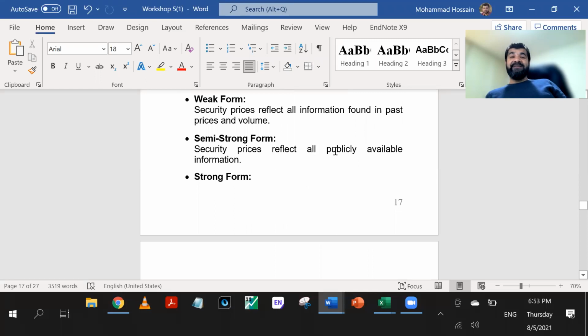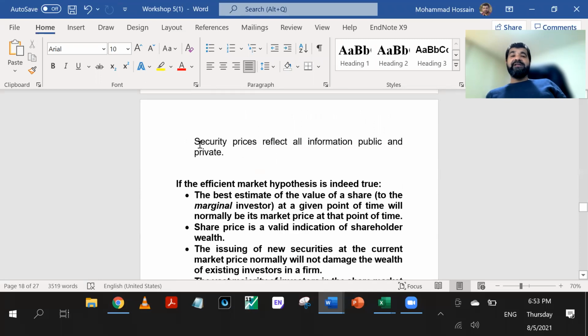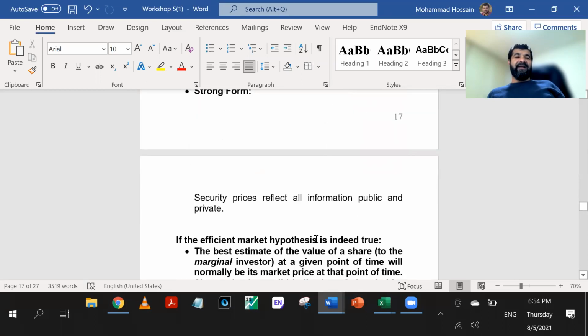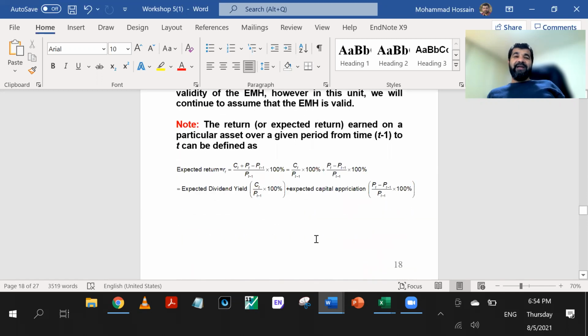Semi-strong: security prices reflect all publicly available information, which means financial statements, annual reports, all this publicly available data. Strong: security prices reflect all information, public and private. Every piece of information is there. Normally they don't, so this strong form of market is very rare. It's not there. This is the problem we have.